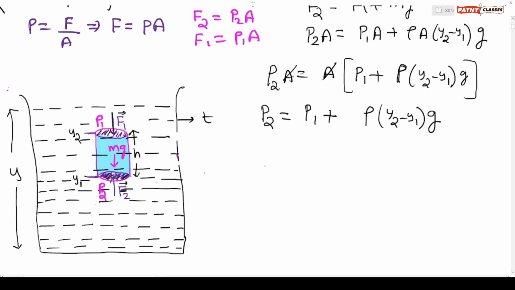From this equation, one thing is clear, that P2 does not depend upon area of cross section. So the imaginary cylinder may be very big or very small in cross section. It doesn't affect the calculation of pressure P1 and P2. So they are independent of area of cross section.